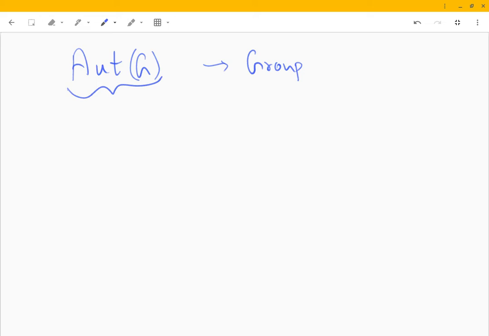Let's take an example, I guess. That would be better. So let's take Z6. Okay. Finite group, cyclic, order 6. Now, Aut G is basically the group of automorphisms of G on itself.